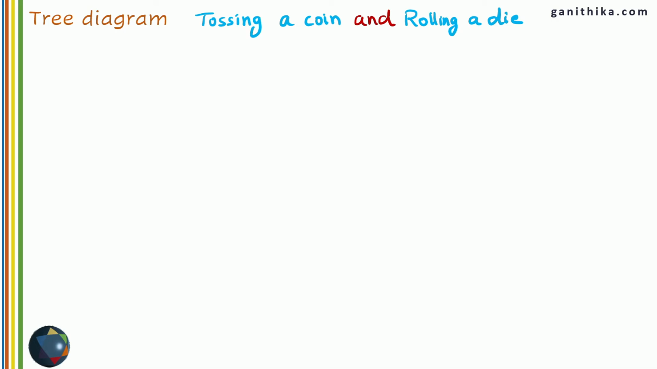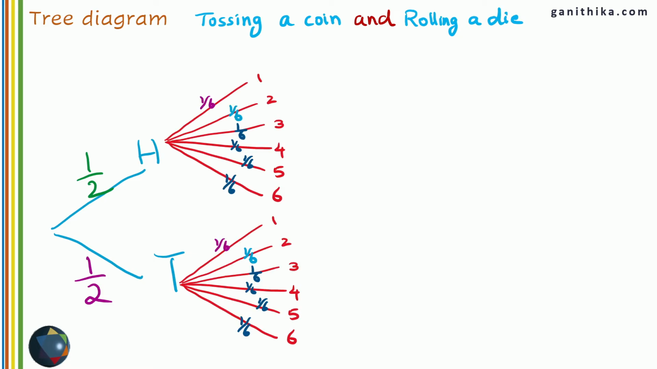So let's first draw the tree diagram for tossing a coin. This is the tree diagram we just saw for tossing a coin. Now for rolling a die, you know that you have 6 branches for rolling a die. So the 6 branches will be drawn from H as well as from T. So the total number of outcomes you have now is 12. So 6 for H and 6 for T. This is the complete tree diagram for this particular experiment, tossing a coin and rolling a die.